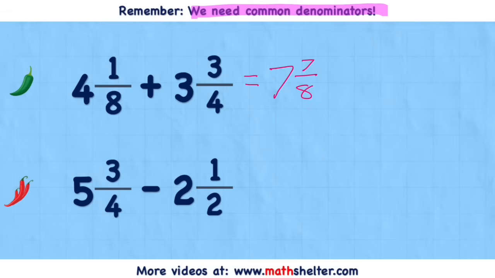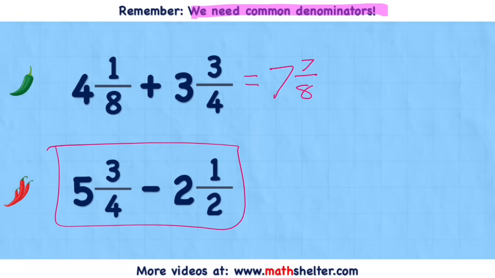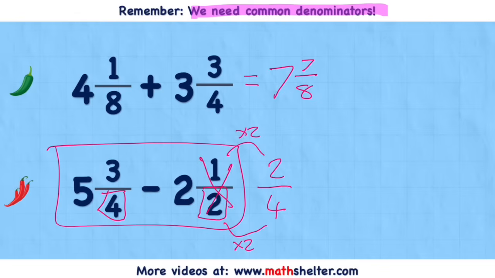Let's look at that again with this second example. 5 3/4 subtract 2 1/2. And again, I can see that I have a relationship between this 2 and the 4, and I can actually turn this 2 into a 4 by just multiplying it by 2. But whatever I do to the denominator, I have to do to the numerator. So 2 times 2 is 4, and then 1 times 2 is 2. So my new fraction, instead of 1/2, could be 2/4.